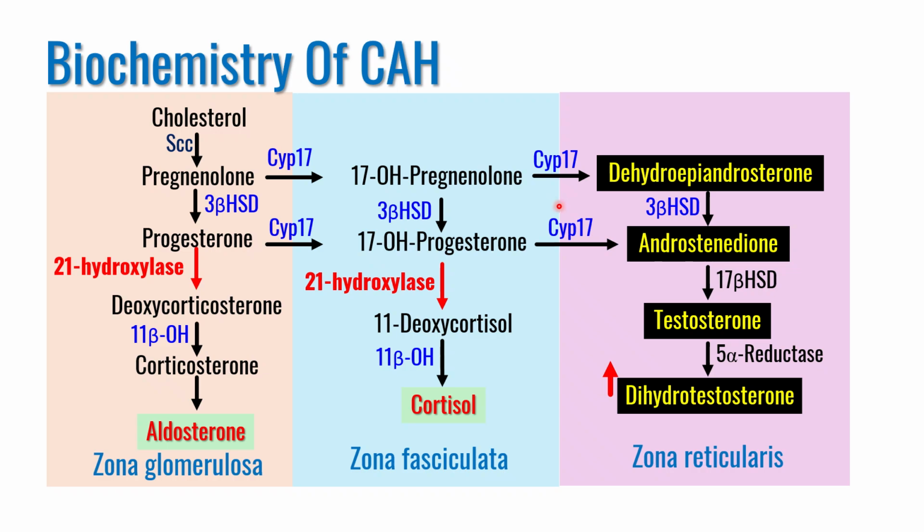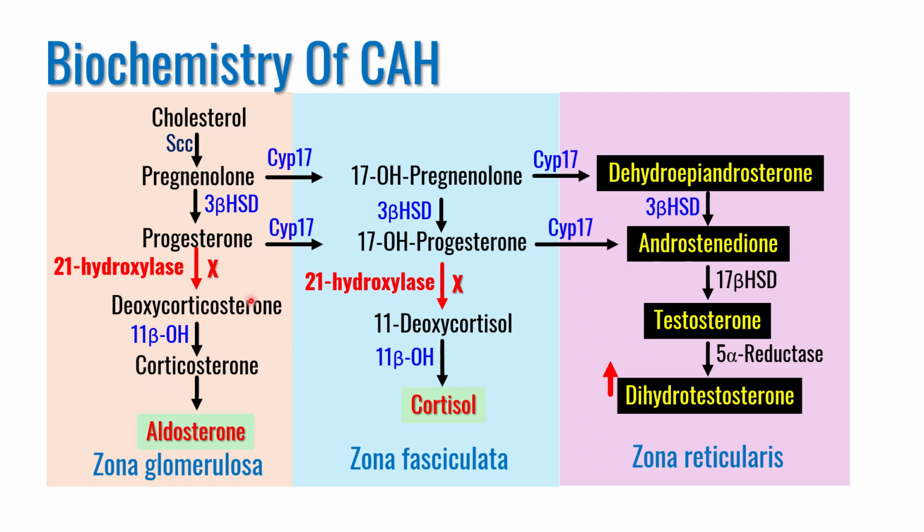Now CYP17 also has a second activity, which cleaves the side chain, and as a result it produces dehydroepiandrosterone, also known as DHEA. This is an androgen. This is converted into androstenedione by 3-beta HSD. So these are androgens. Androstenedione is then converted into testosterone by 17-beta HSD. Testosterone is subsequently converted to DHT, or dihydrotestosterone, by the action of 5-alpha reductase.